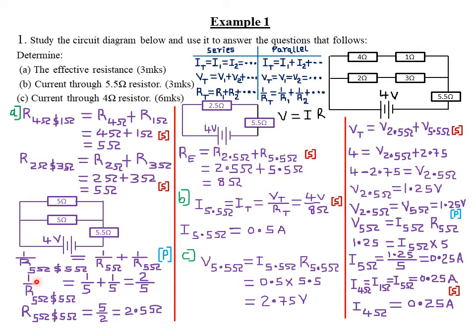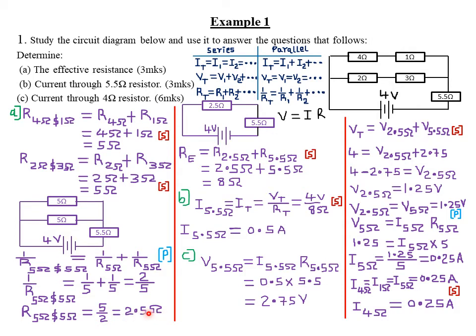The reciprocal of 1 over R through the 5 and 5 ohm resistors will just be R, the resistance through the 5 and 5 ohm resistors. That is, we are taking 1 divided by 1 over R. So the reciprocal gives us the resistance through the 5 and 5 ohm resistors, which is equal to, taking reciprocals on the right hand side, the reciprocal of 2 over 5, which is of course 5 over 2. So 5 divided by 2 gives 2.5 ohm.